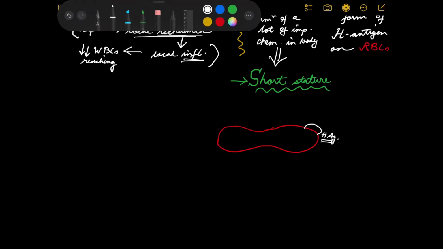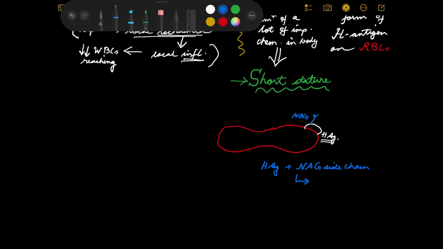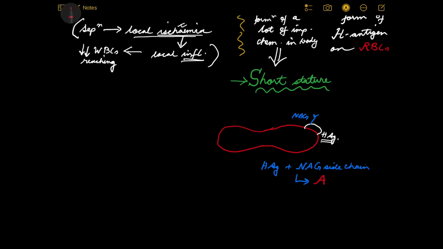Okay, there can be two types of side chains on H antigen present on the RBC membrane. If the side chain is, suppose, something called N-acetyl galactosamine, then this entire antigen, H antigen plus the N-acetyl galactosamine side chain, is called A antigen.